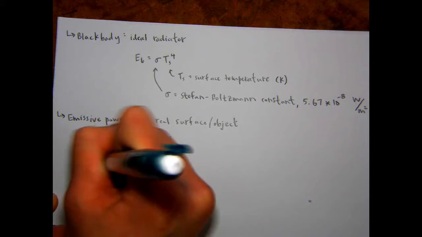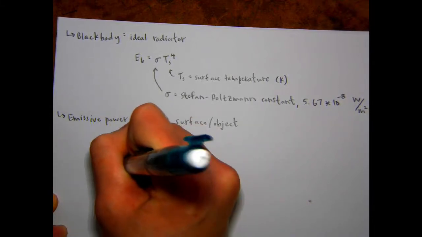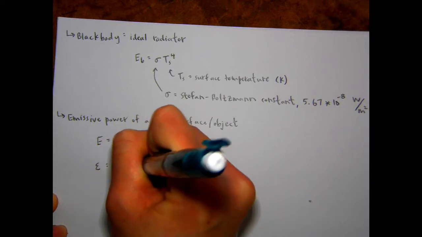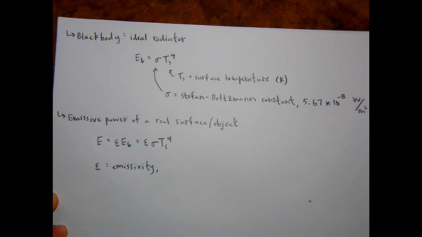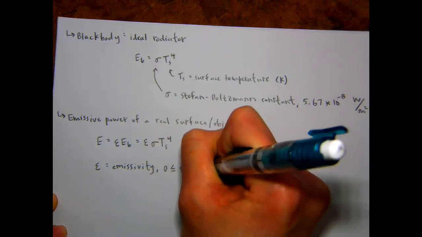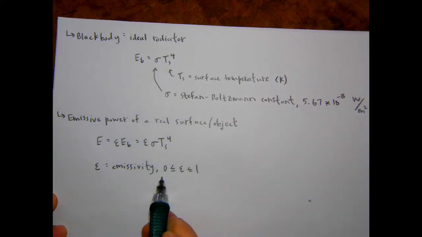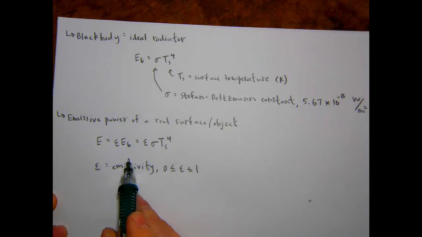So this epsilon is the emissivity, and it can take on values between 0 and 1. So basically, if it's 0, the surface emits no radiation. If it's 1, it's a perfect black body. And anywhere in between there, it's a better or worse emitter of radiation.